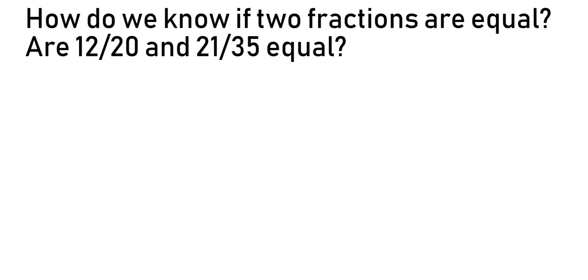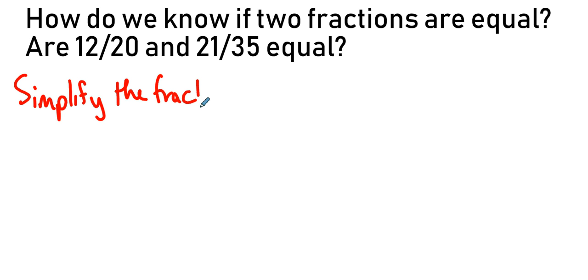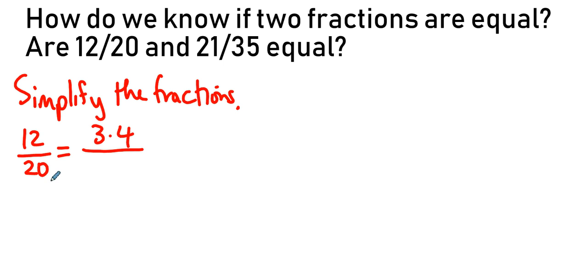Well, there's a couple of ways we could figure it out. We could simplify the fractions. And what does that mean? Well, that means that 12/20ths, well, 12 is 3 times 4, and 20 is 5 times 4. So the times 4s, that's a common factor in numerator and denominator. And so those can cancel, and you're left with 3/5.